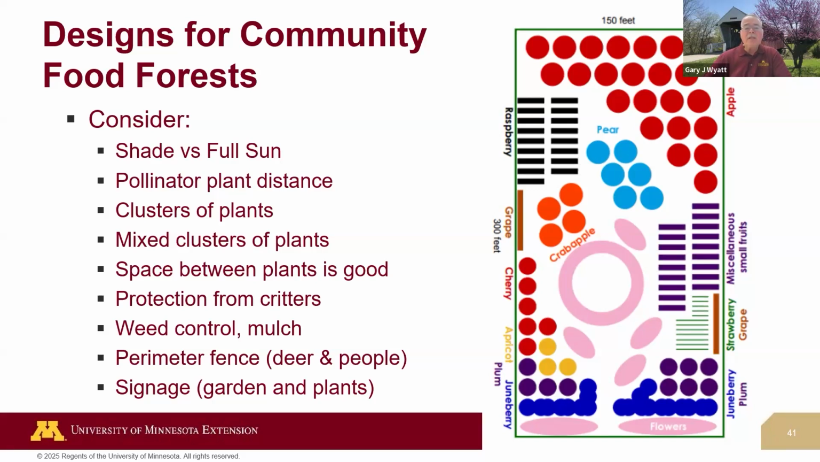We'll talk about this. I think, well, here the map is apples on one end. Here's pears in the middle, raspberries, grapes, crabapple, cherry, apricot, plum, Juneberries over here on the south side. Some flowers, some pollinators, maybe some Juneberry again, plum and grape on these sides too. Pretty neat little diagram, but an example of how you can lay out a food forest.